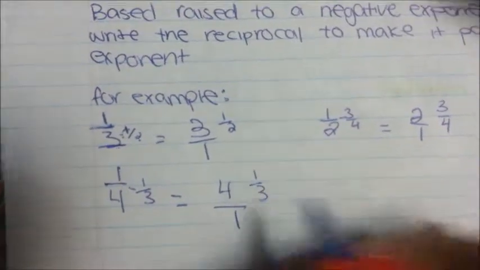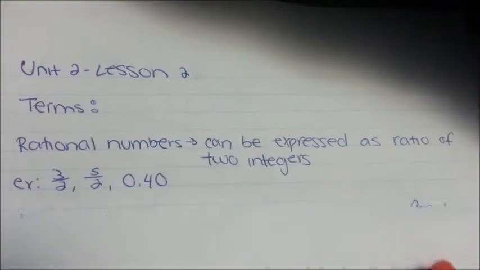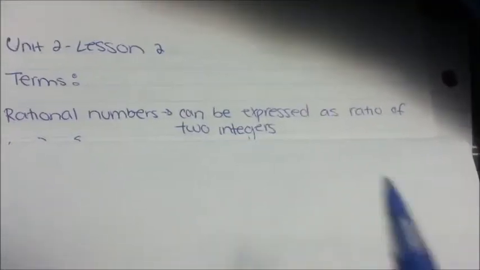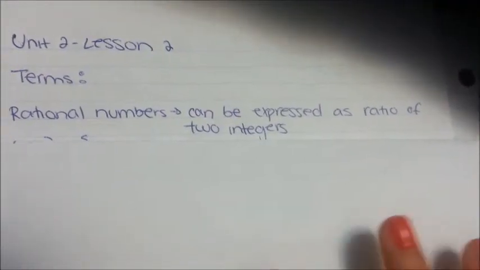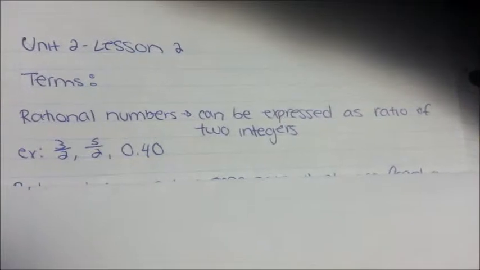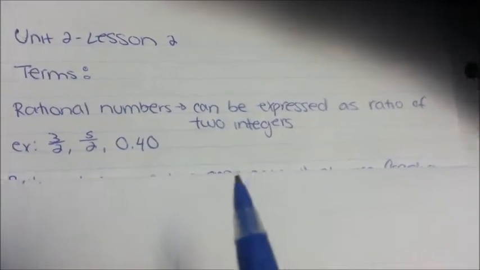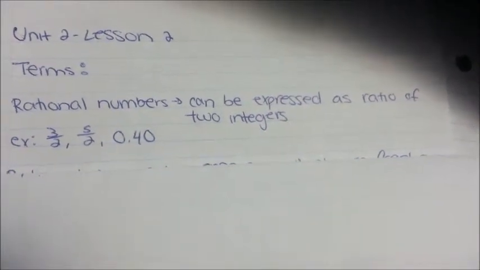So now we are going to talk about Unit 2, Lesson 2, which is about rational exponents. Some terms that you should keep in mind are rational numbers. Rational numbers can be expressed as a ratio of two integers. So for example, 3 over 2, 5 over 2, or 0.40 can all be expressed as a ratio of two integers.